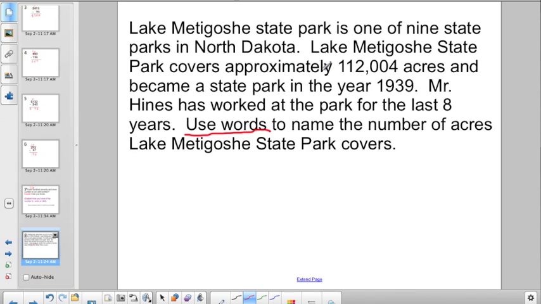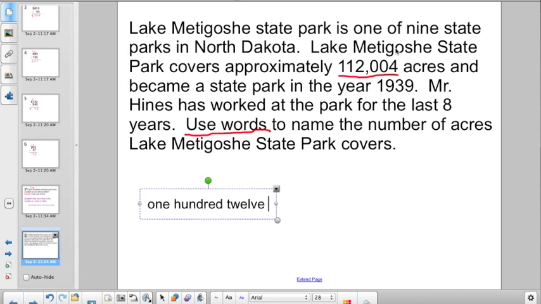Well, I read up here that it covers approximately 112,004. And I read it a few times already like that. So I got to use words just to name that number. So let's go ahead. Name the number, then name the group. I have 1, 1, 2. So that sounds like 112 to me, right? I name my number, now name the group, 112,000. If there's a comma after the number, we put a comma after the word, and vice versa, right?